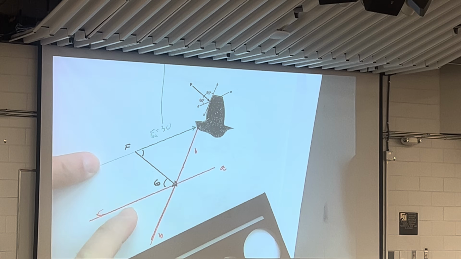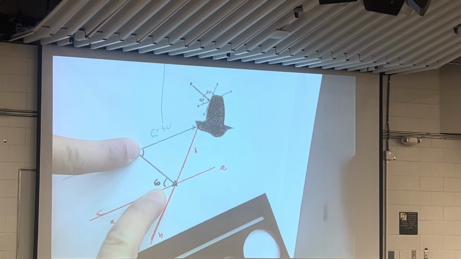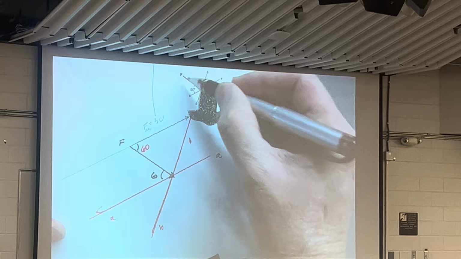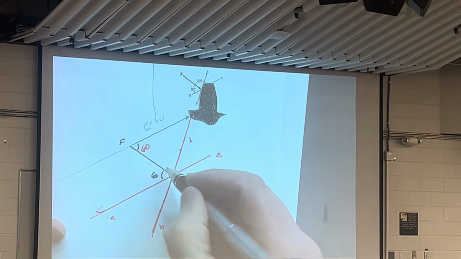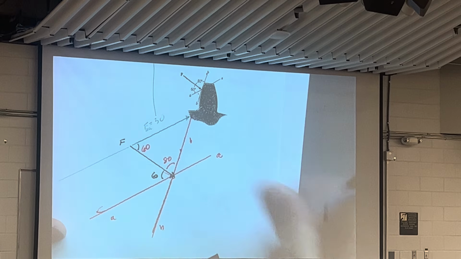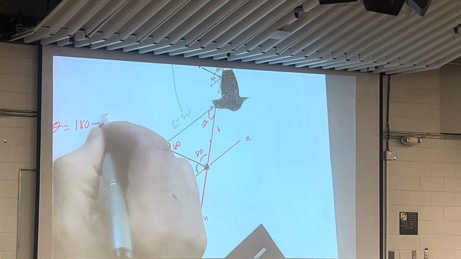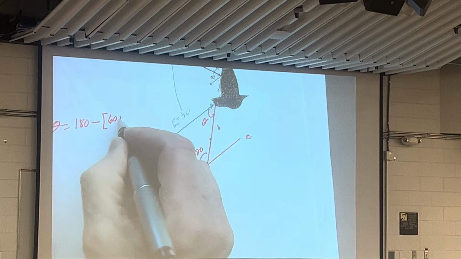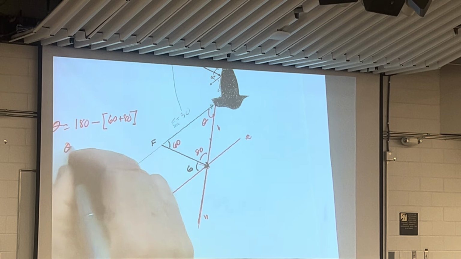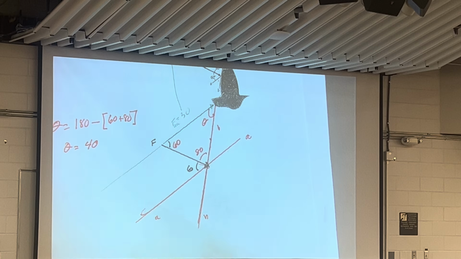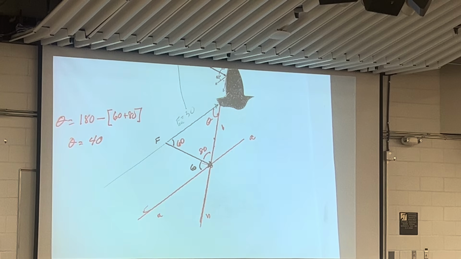These 2 lines are parallel. If that's 60, that's got to be because of alternate interior angles. That's that geometry coming back to haunt you. So this is 60. What else do I know? From the force to B, this is 80. Well, this angle is theta, and I'm going to say theta is equal to 180 minus 60 plus 80, which is, theta is equal to a whopping 40. Right? So I now know all the angles and one side.